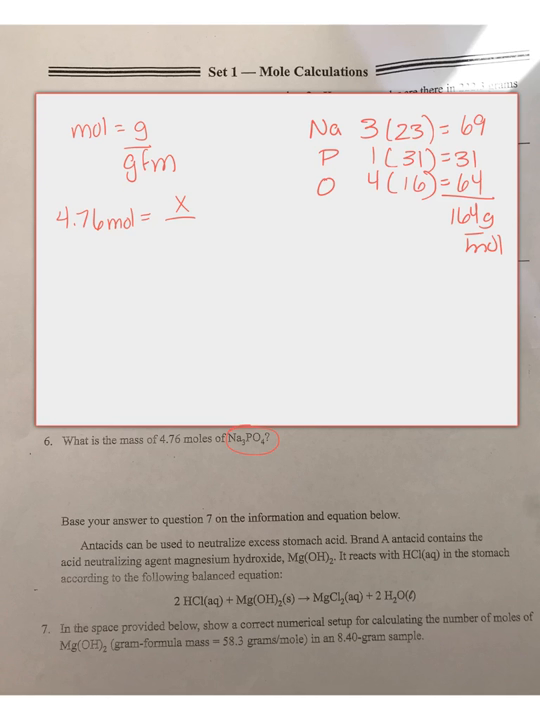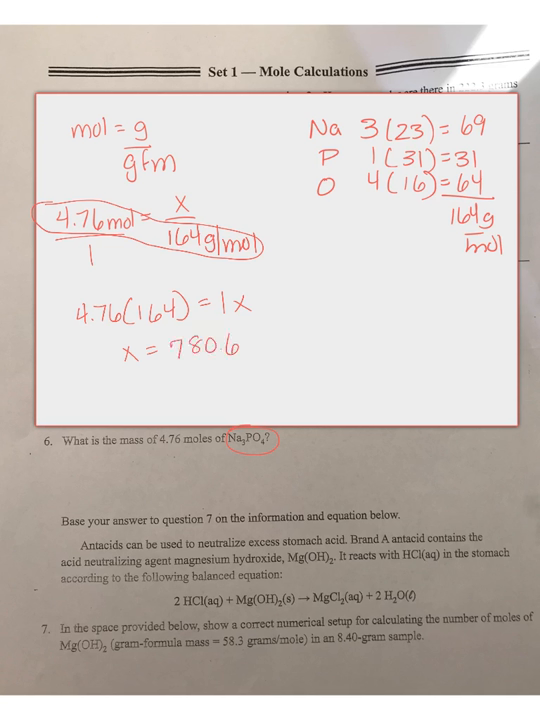Okay, so I did the calculation. I got 164 grams per mole. I'm going to put that down here. 164 grams per mole is my gram formula mass. And I'm going to cross multiply. So I get 4.76 over 1 equals X over 164. Cross multiply, these two guys are going to get multiplied. So 4.76 times 164 equals 1X. X equals 780.6 grams of Na3PO4. And that should be my answer.